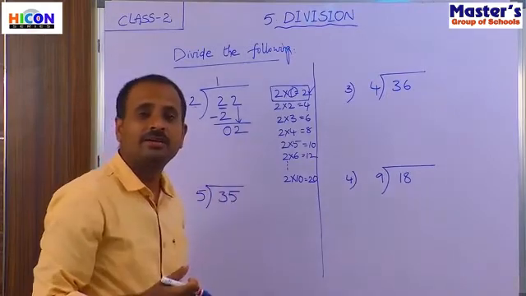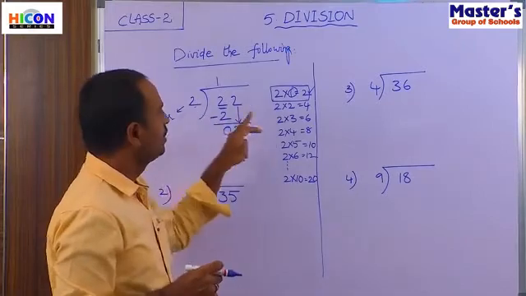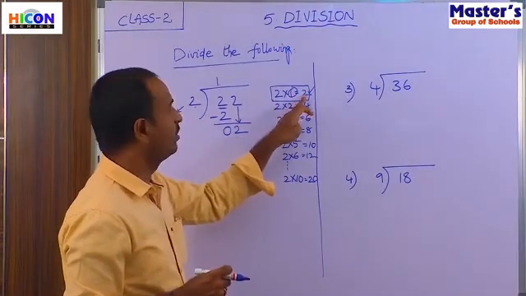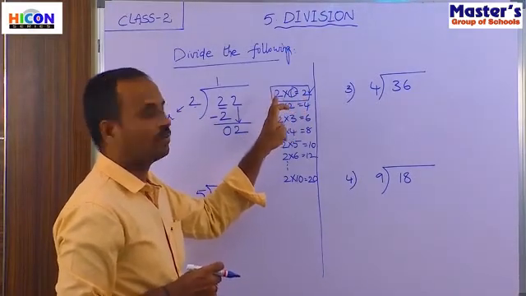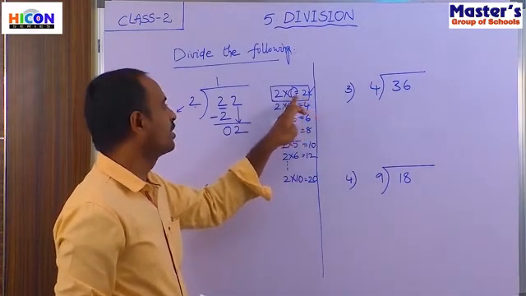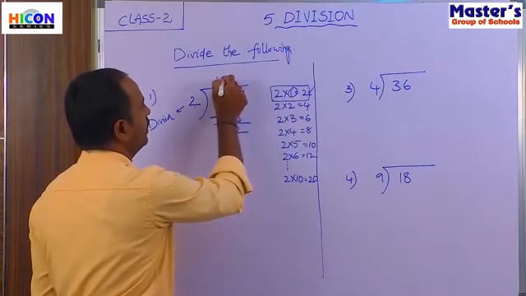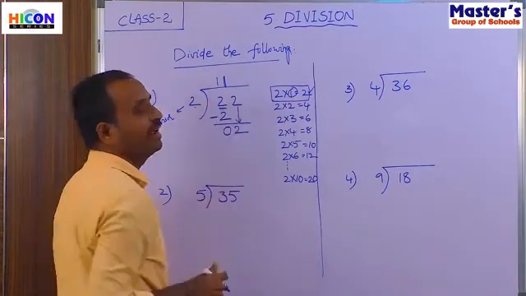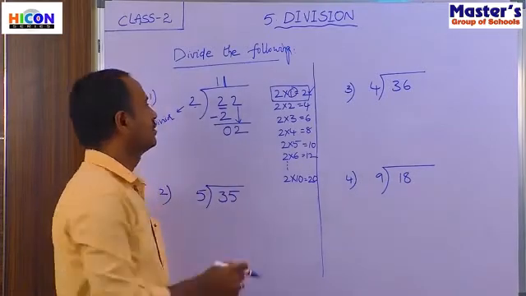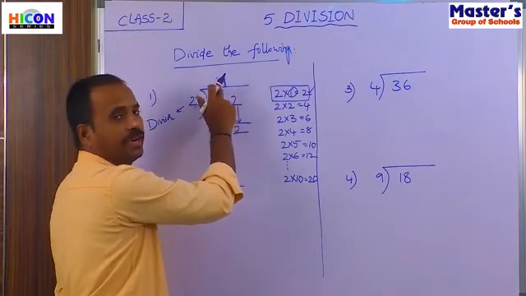And again check. When does the number 2 come in the second table? 1 times. So 1 times 2 is 2. That means the number 2 comes 1 time. So again write 1 in the quotient, on the line above the dividend.